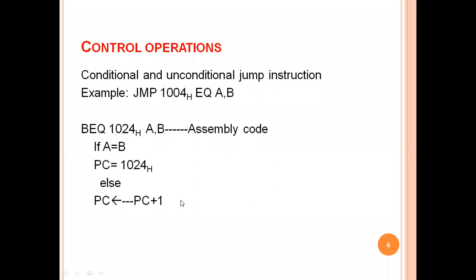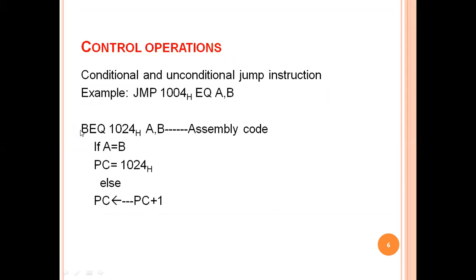plus 1. What is the meaning of that? In the previous class, I have told you what is the function of the program counter. Program counter stores the next instruction to be executed. Clear? But here you are changing the path of the execution depending on the condition. That means if A and B both are equal, the new address of the PC will be 1024. Clear? That means the machine will start execution from this address. So this is the address of the instruction. Otherwise, after BEQ, whatever may be the instruction, it will be executed.